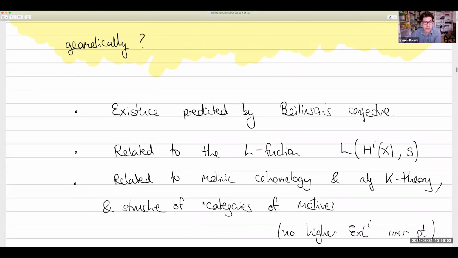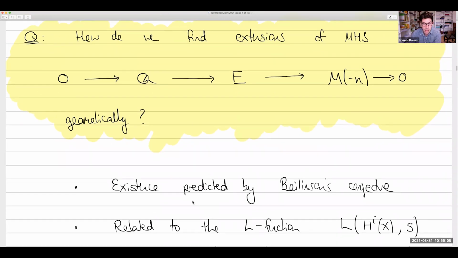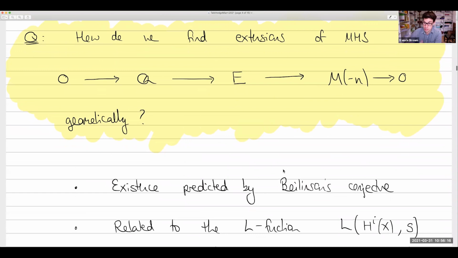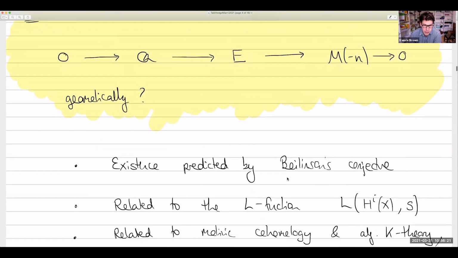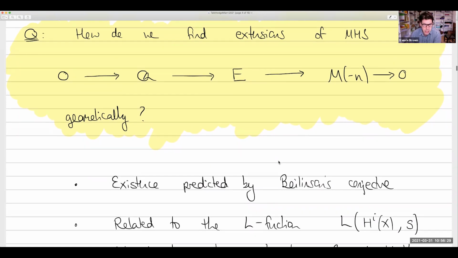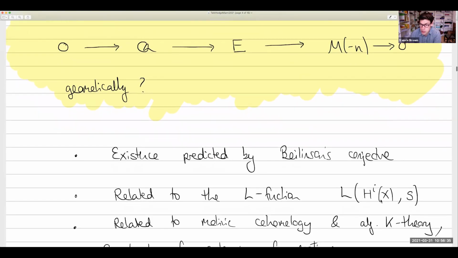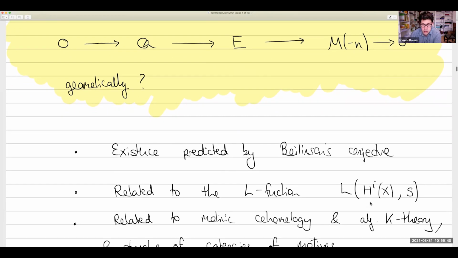Now, this is an important question because the existence of such extensions was predicted by Beilinson's conjecture. So the dimension, the rank of the Ext group, can be predicted by Carlson's formula, or a variant of Carlson's formula. There's a formula in terms of the Hodge and weight filtration and the action of complex conjugation on the Hodge structure of M. It's related to the L-function of X, which is very interesting because it's got nothing to do with Hodge theory. The L-function is defined in terms of étale cohomology. It's an arithmetic object.